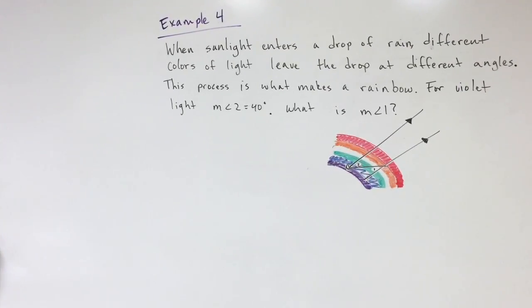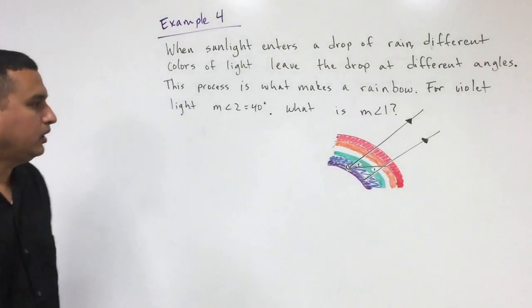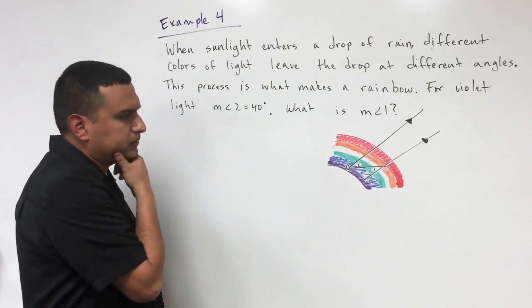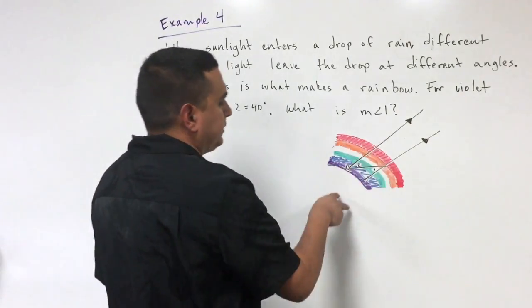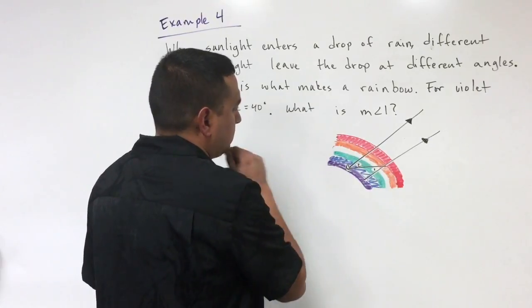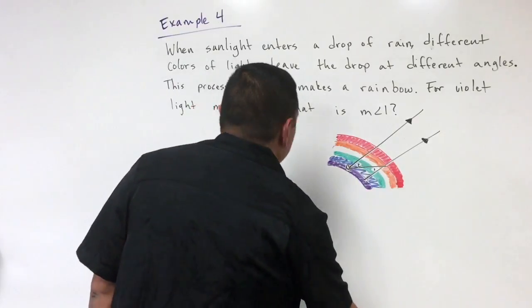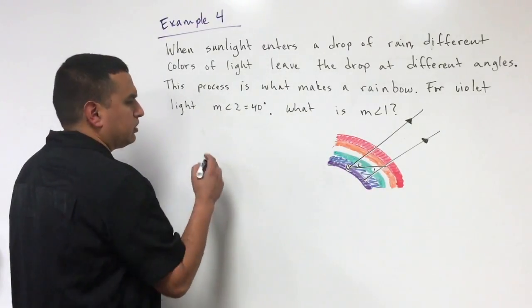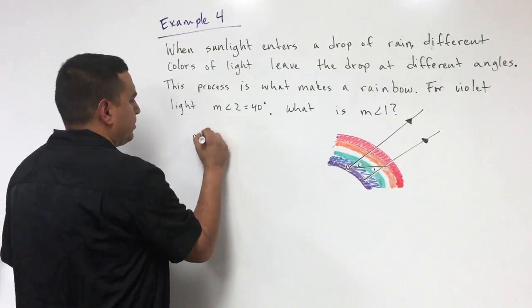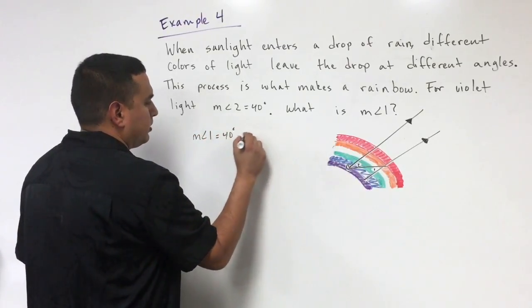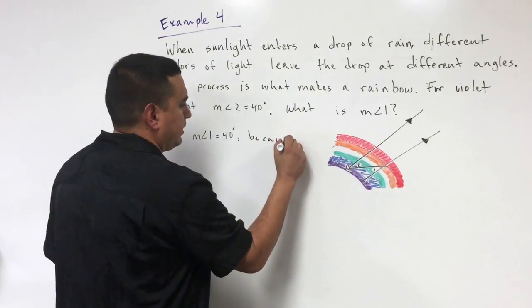Alright, example 4 says when sunlight enters a drop of rain, different colors of light leave the drop at different angles. The process is what makes the rainbow. For violet light, the measure of angle 2 is 40 degrees. We want to find the measure of angle 1. Since I have the two parallel lines, I know that angle 2 and angle 1 are alternate interior angles, which means they are going to be congruent. So the measure of angle 1 is equal to 40 degrees because of the alternate interior angles theorem.